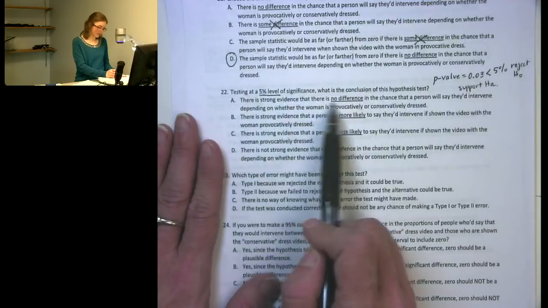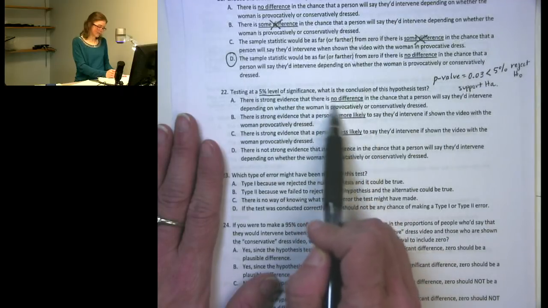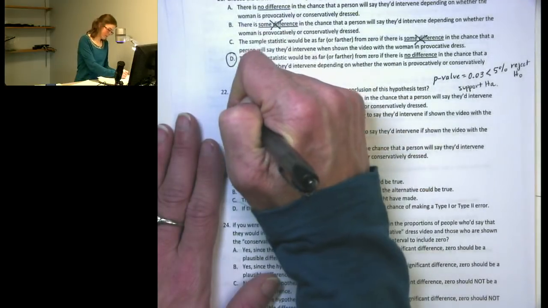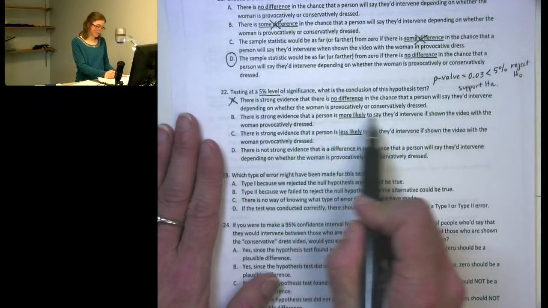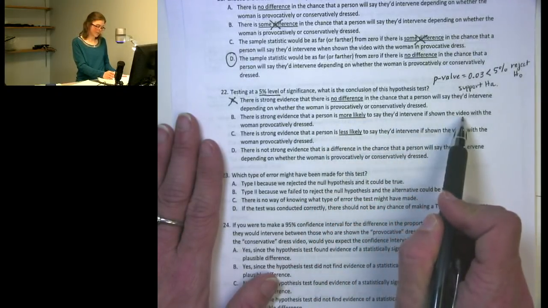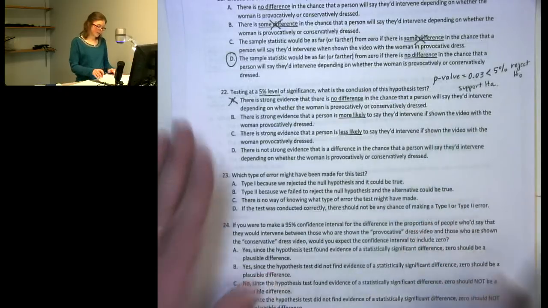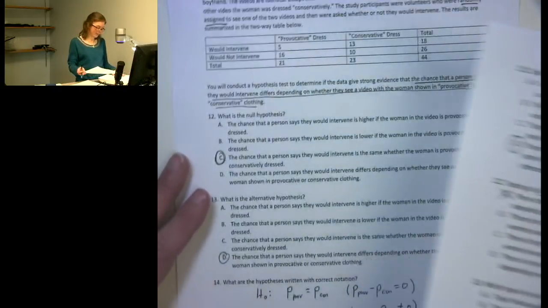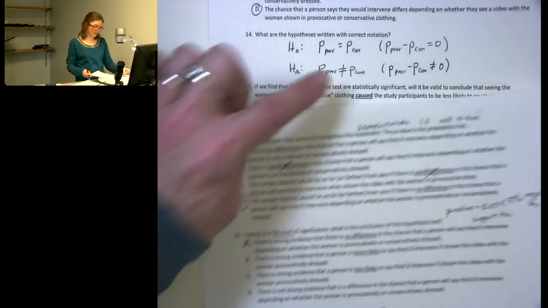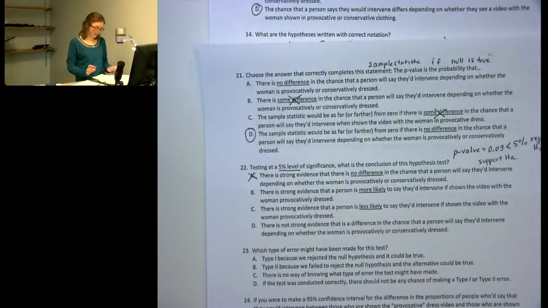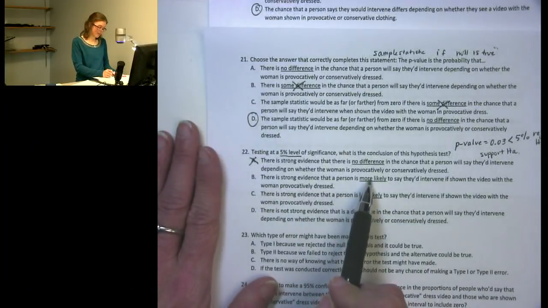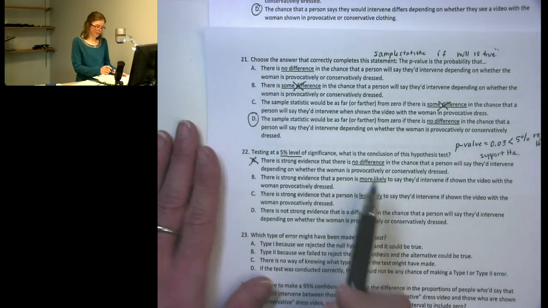So, there's strong evidence that there is no difference. No difference is the null hypothesis, so that one is out. There's strong evidence that a person is more likely to say they'd intervene. My alternative hypothesis that I'm trying to support is that there's a difference. That is a type of difference. Right? Is it the type of difference that my data support?